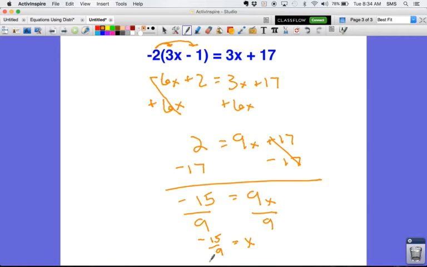That is an improper fraction. I'm okay with that, but I do want us to reduce that fraction. And so I can reduce that fraction by dividing both of these by 3 to get x equals negative 5/3. And I'm all done.